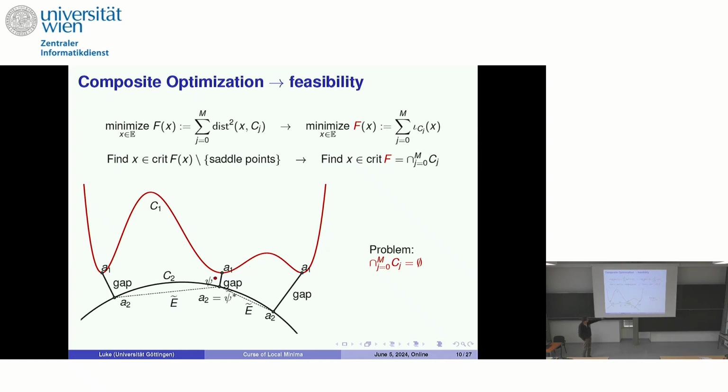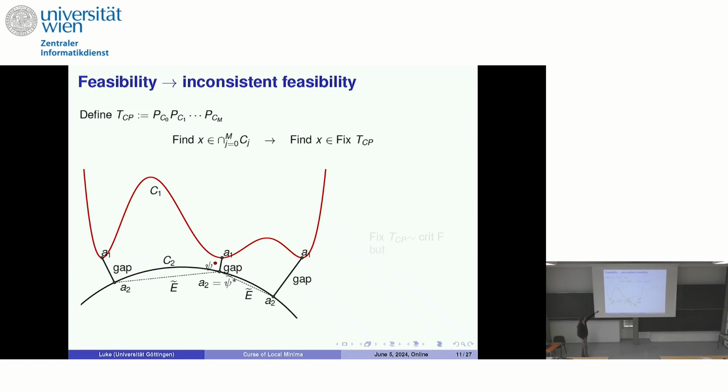I have a problem with that because in every problem that I'm dealing with with the physicists, their problems are not consistent. The models are good, but they don't ever fit reality, what you actually measure. So this causes trouble here. So instead of finding an intersection point, I'm just going to try to find fixed points of my fixed point operator.